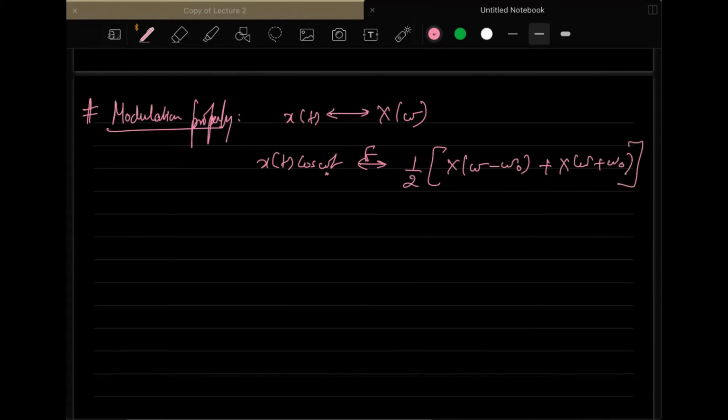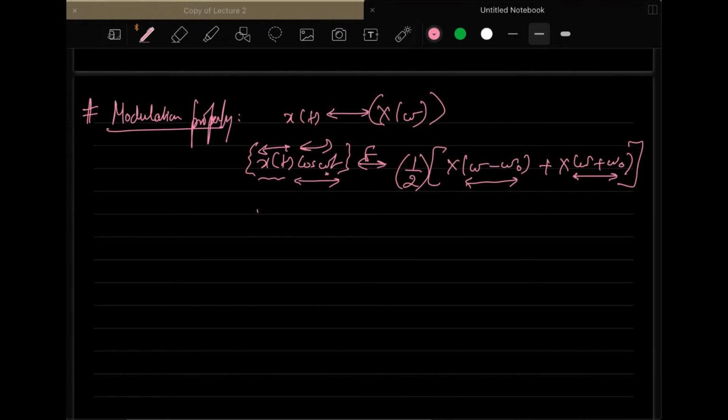So what it says is, if you multiply the signal x of t by a cosine function, then the original spectrum, which is X of omega, will have multiple copies created. The first copy will be at omega minus omega naught, and the second copy will be at omega plus omega naught, and then you have an average of that. So this happens when you multiply x of t with cosine omega naught t.